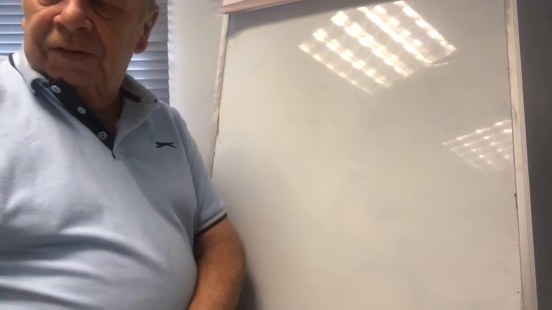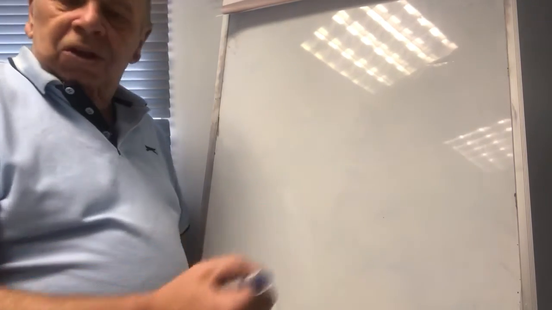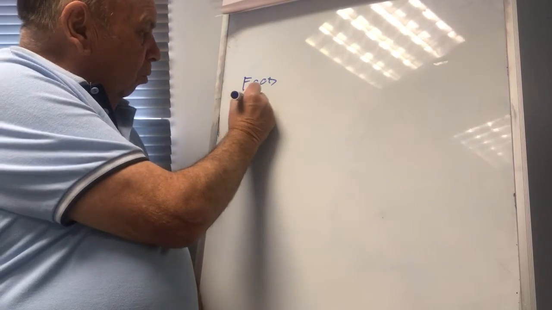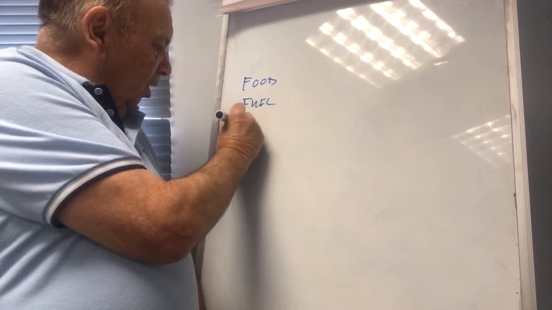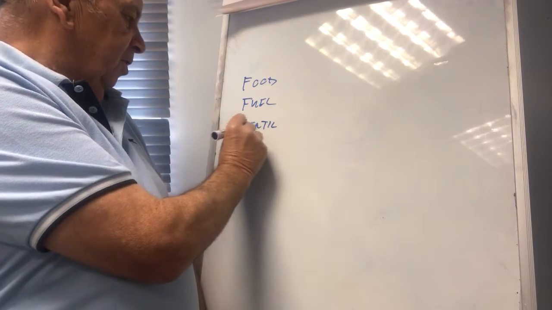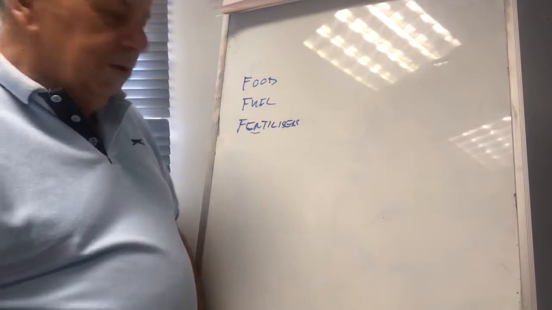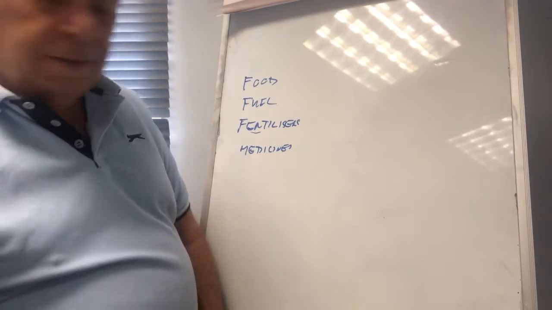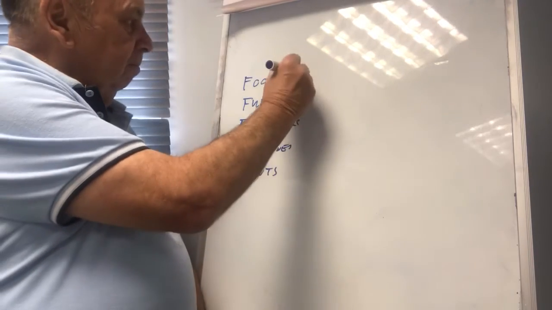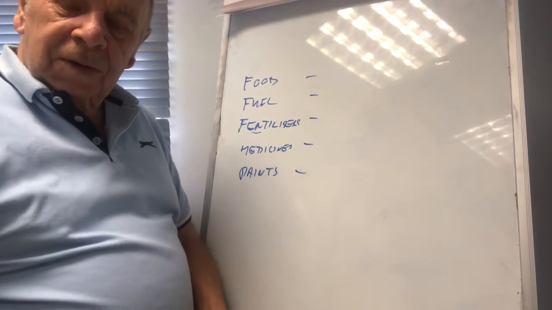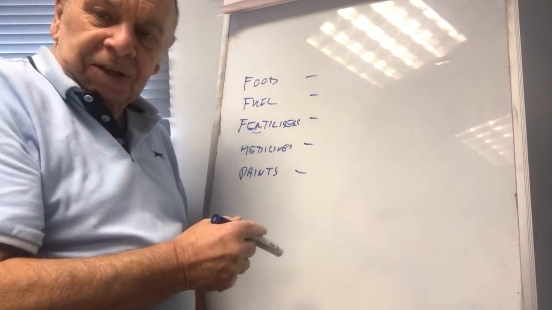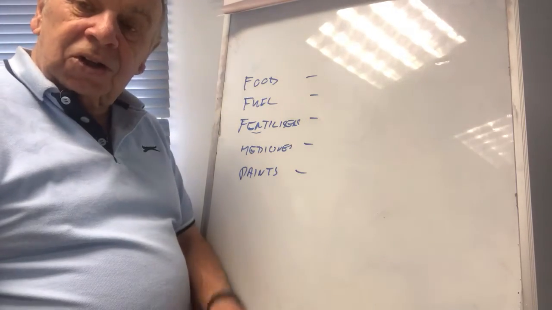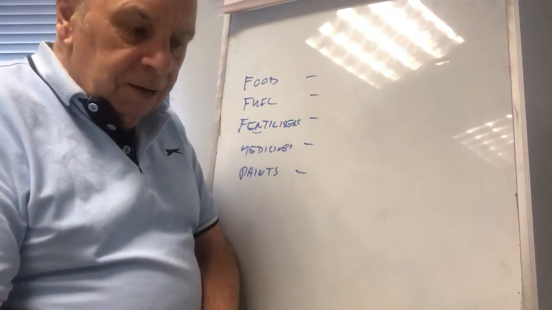A formulation is a mixture of compounds, a mixture of different chemicals. Let's look at some typical formulations we know about: food, fuel, fertilizers, medicines and paints. These are not pure compounds. They add additives, different chemicals, different compounds. And why do you do that? They add other ingredients to change their properties to give us the desired properties of the product.